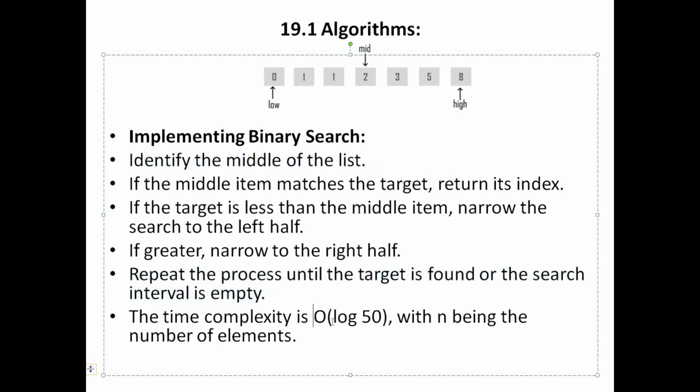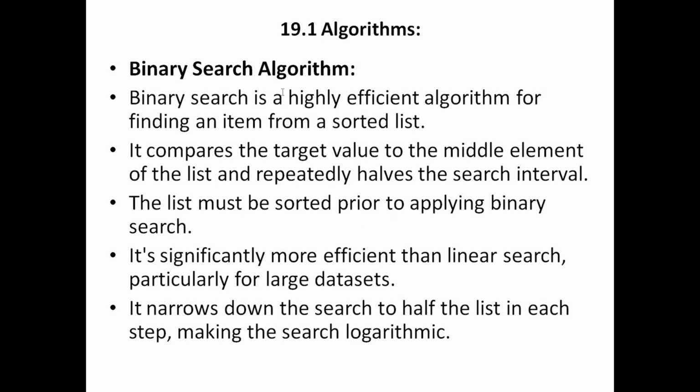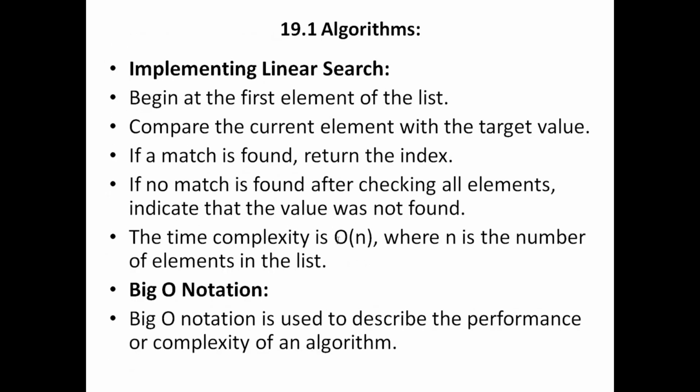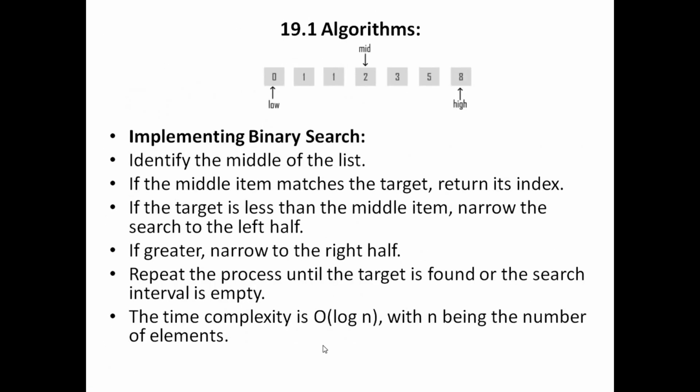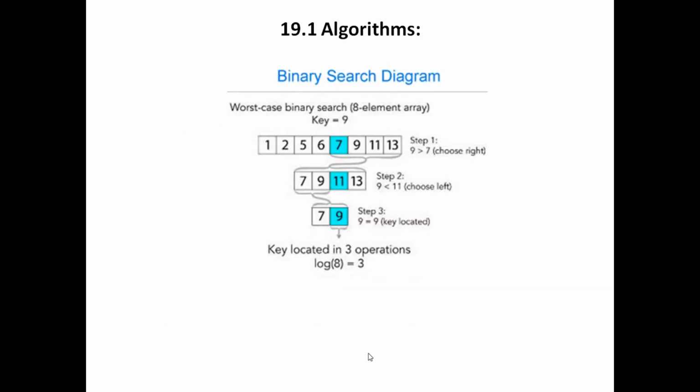The time complexity is O(log n), where n is the number of elements. So for example, if you have 50 elements in an array, then for linear search, the complexity will be O(n) or O(50), whereas for binary search it will be log 50, that is 1.69. So it's far less than your linear search. This is how a binary search works.